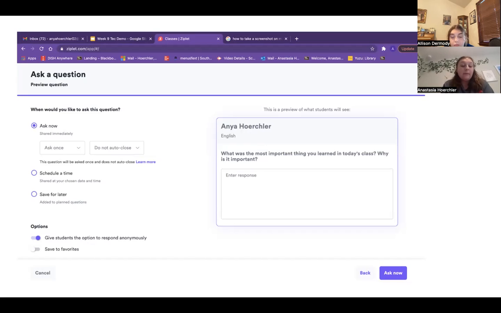And then there's options. This is give students the option to respond anonymously. She could either keep that on, but she'll probably want to turn that off, so that if there's an individual student that she wants to see what they're struggling with, that's how she'd be able to do that. And over here is just what it's going to look like for the student. Then you're just going to click ask now. It's also really nice that the other students cannot see what other people write, so they don't have to worry about saying that they understand it when they really don't.